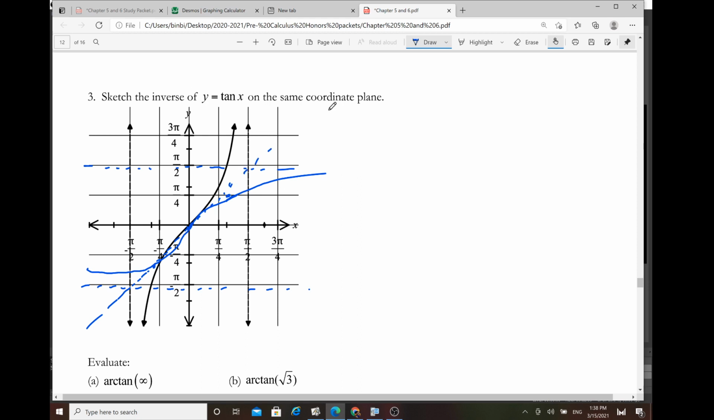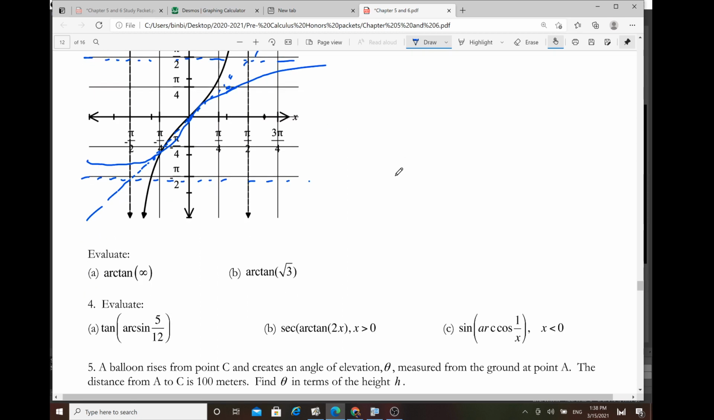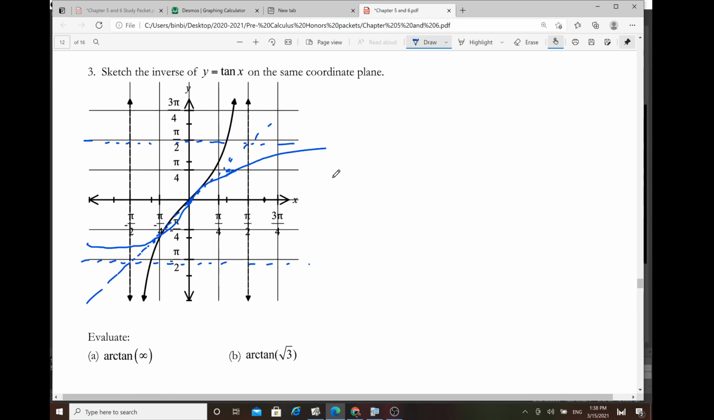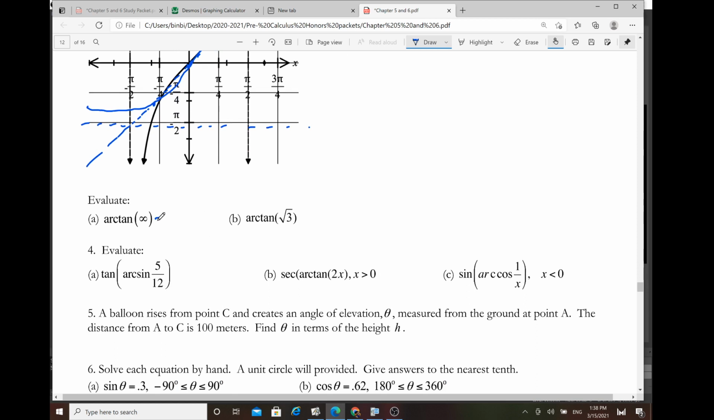Okay? And then our tangent of infinity. So if x goes to infinity, y is getting closer and closer to what? Pi over 2. So it's kind of like finding the end behavior. And then our tangent of root 3. So in other words, tangent of theta equals root 3 over 1. And we do know that the restricted range of inverse tangent is from negative pi over 2 to pi over 2.